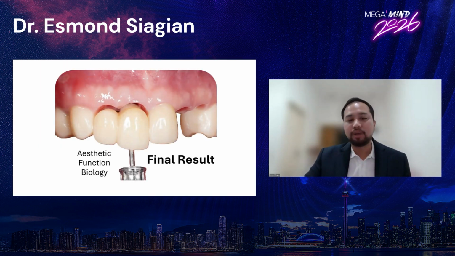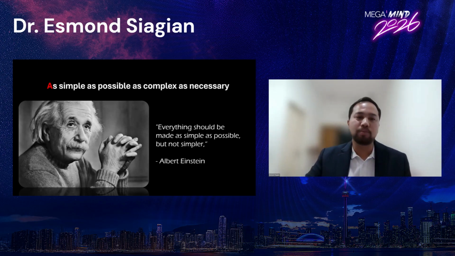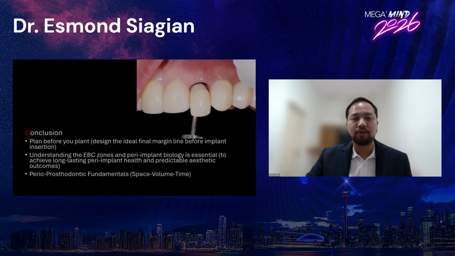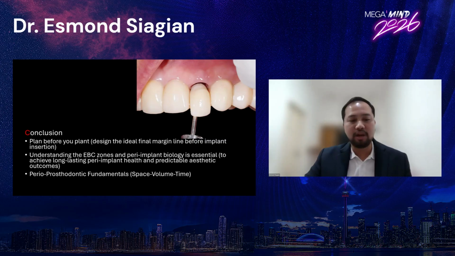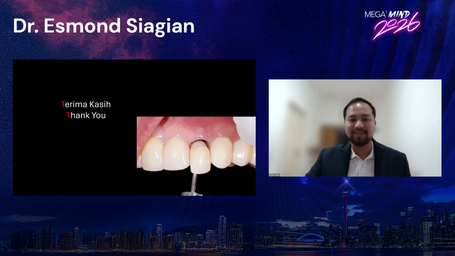So aesthetics, function, and biology combined will shape your final results. Like Albert Einstein said, everything should be as simple as possible, but not simpler. As simple as possible, as complex as necessary. For the conclusion: plan before you plan, understanding the EBZ zone and peri-implant biology is essential, and understand the perio-prosthodontic fundamentals. Terima kasih. Thank you very much.